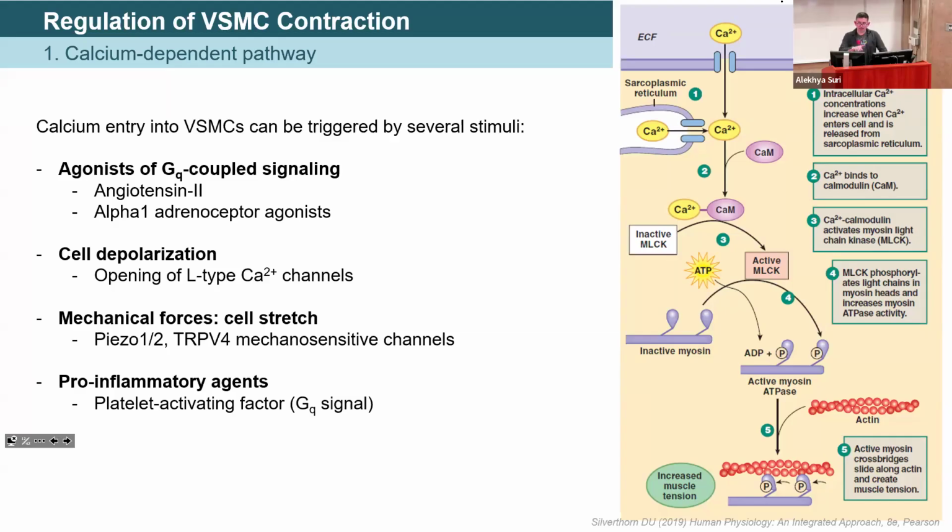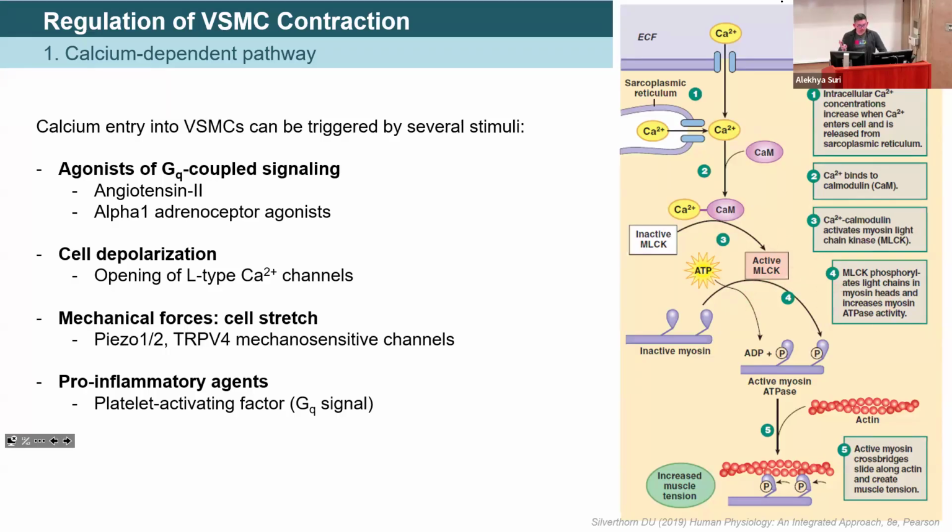When any of these things happen, the increase in cytosolic calcium leads to the formation of the calcium calmodulin complex, right? And then the activated calmodulin is able to activate a kinase called MLCK, myosin light chain kinase.